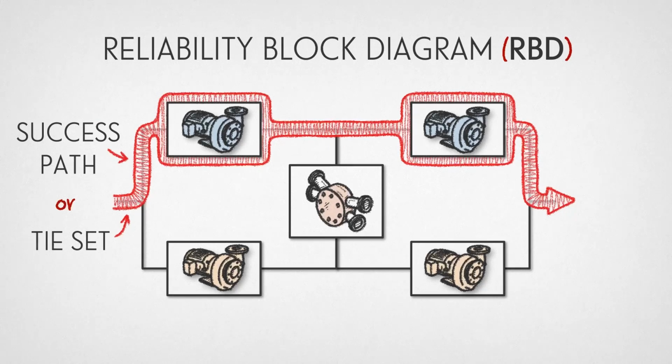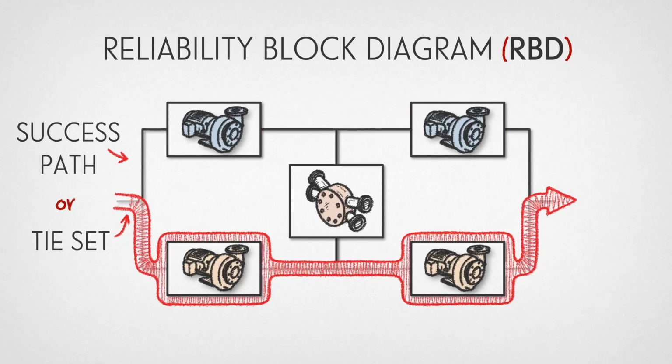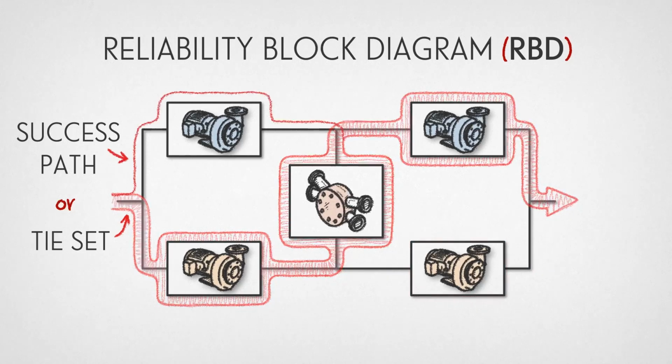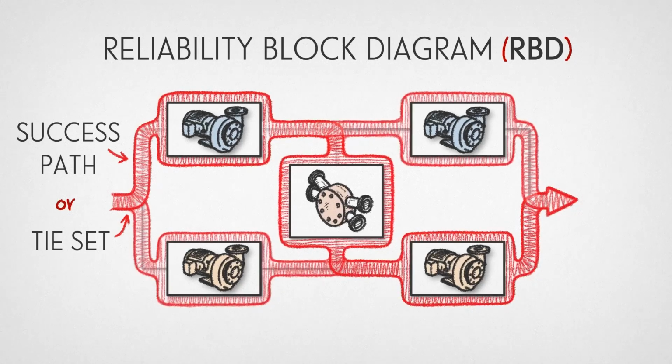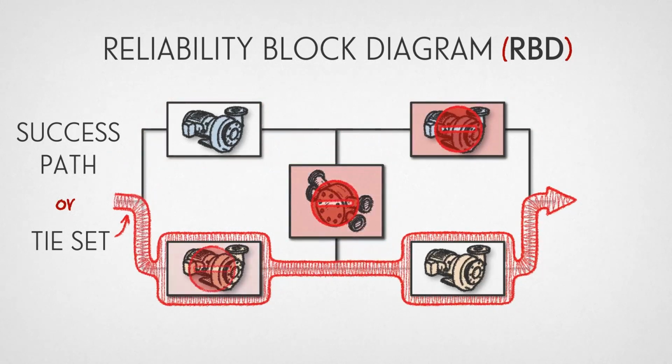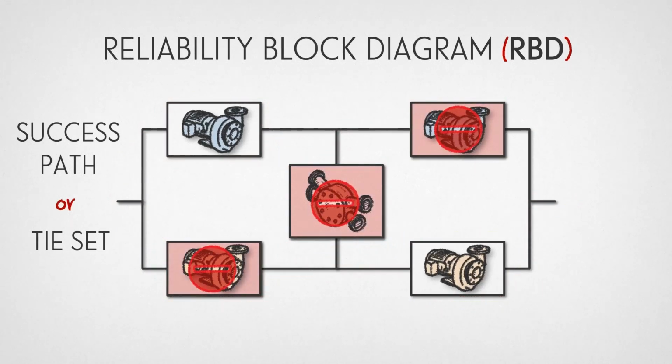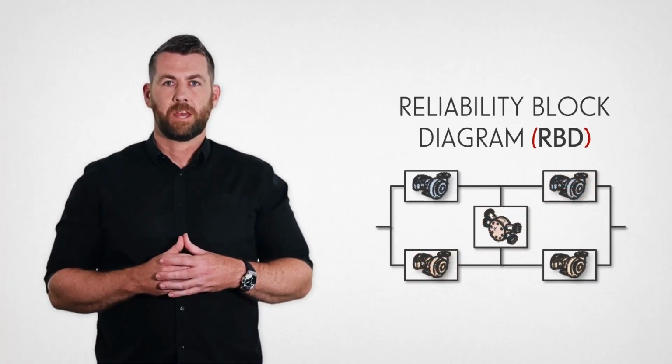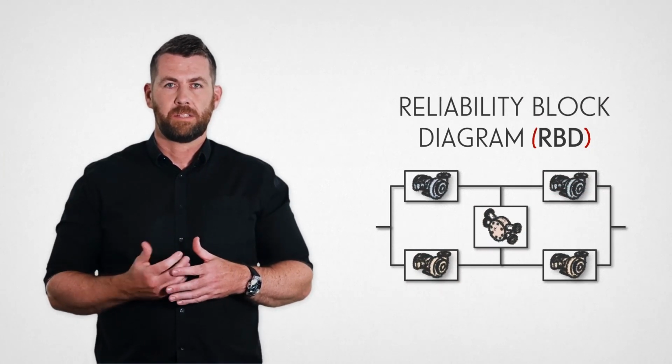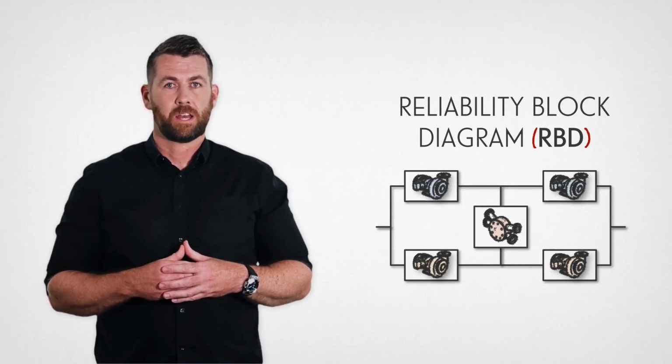The reliability block diagram for our bridging system has 4 success paths or tie sets that are able to pass through combinations of blocks representing pumps and the switching valve. These show us how particular component failures affect or do not affect our system's ability to work. So we can use all the success paths or tie sets to work out which combinations of component failures will cause system failure.